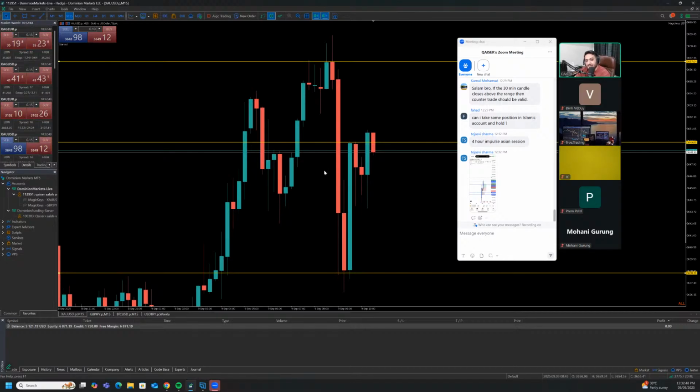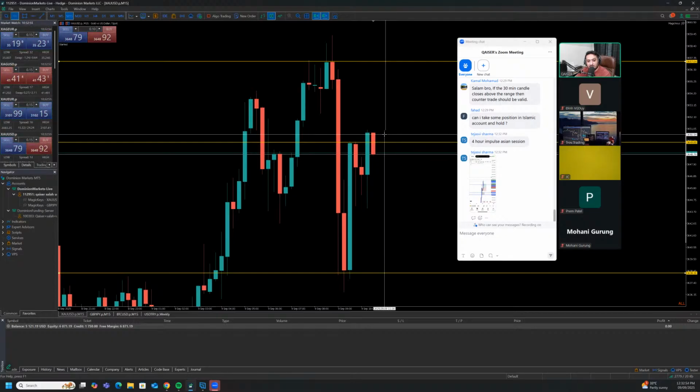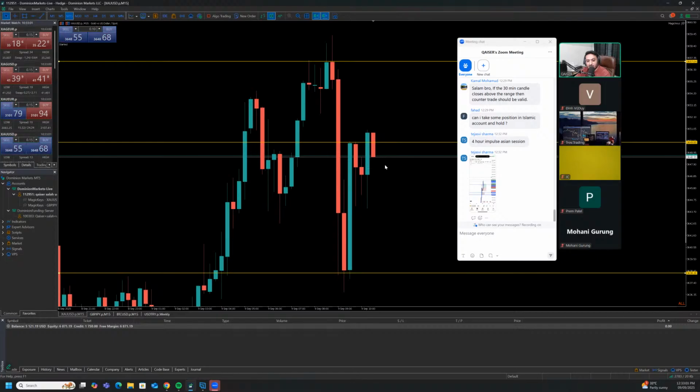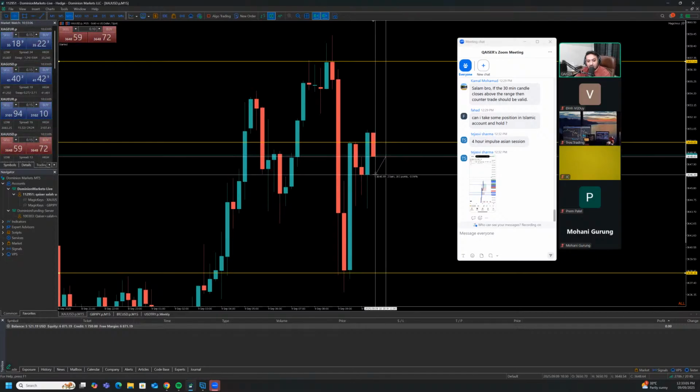Yeah, look at this one. It's been 3 minutes already, but it did not create an upper wick and is continuously pushing to the downside. Yeah, look at this one. It should not retrace more than 50% of the previous candle.